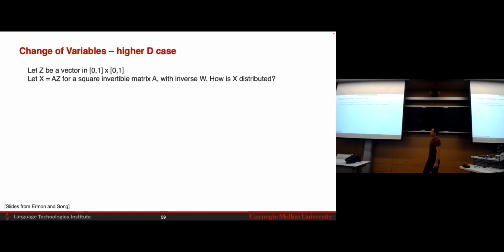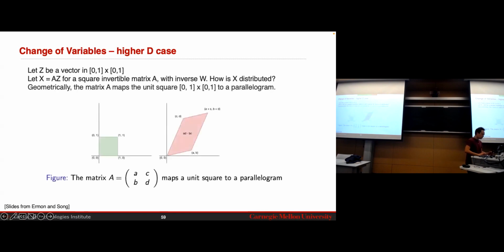So very quickly, the high dimensional case, that was one dimension. So again, let's say z was some vector in 0 to 1, 0 to 1. And I'm going to assume that I can also start transforming this vector z. So x equals A times z for some square invertible matrix A. And because it's invertible, let's assume the inverse is W. So what does x look like?